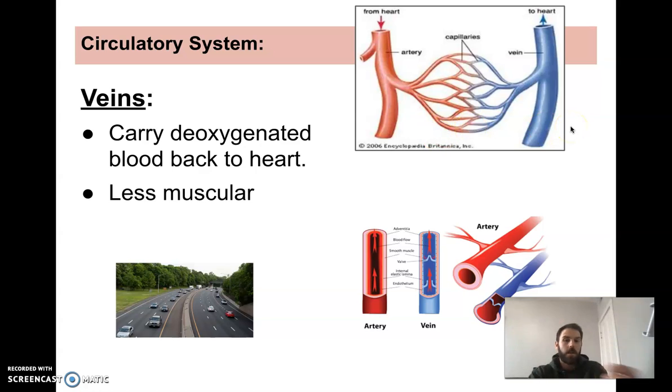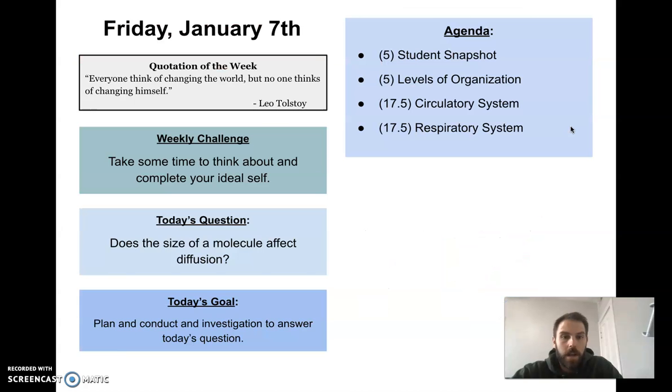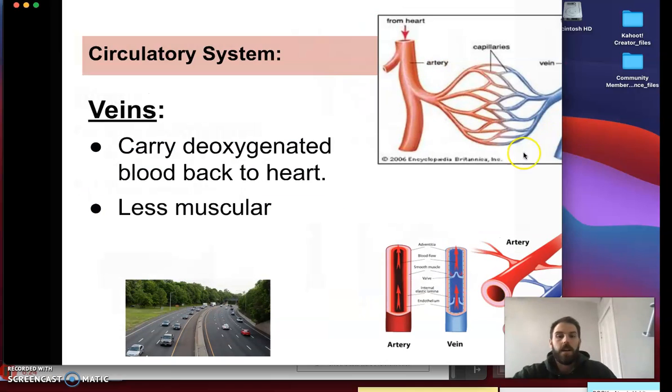And so we're going to talk about the heart tomorrow, but at least we got a good start on the different parts of the circulatory system.